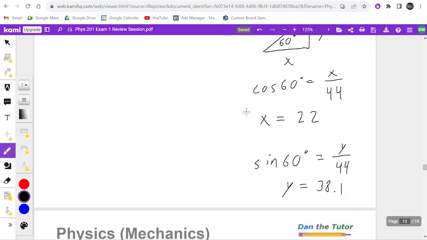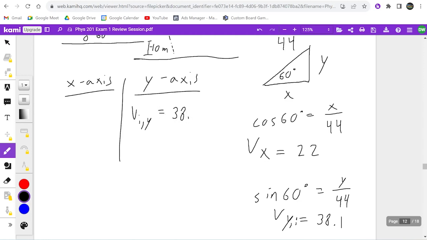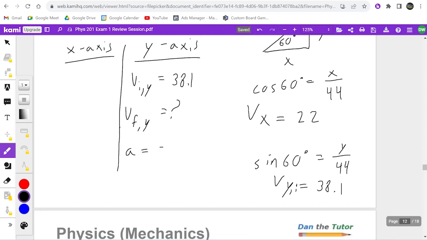Now just so you know, this is my Vx and this is my Vy initial, because it's the speed that I'm striking the ball with. It's not the final, it's the initial. So now, when I go to my x-axis and y-axis, and again, I like to start with the y-axis, I'll do that now. I have v initial y. That's the number I just said, 38.1. v final y, that's what I'm solving for. I want the final speed. The acceleration is still negative 9.8. That didn't change. Time is unknown. And who knows what delta y is?